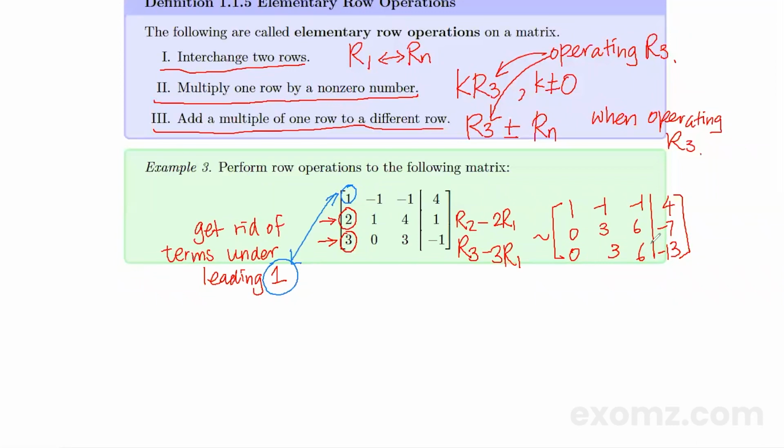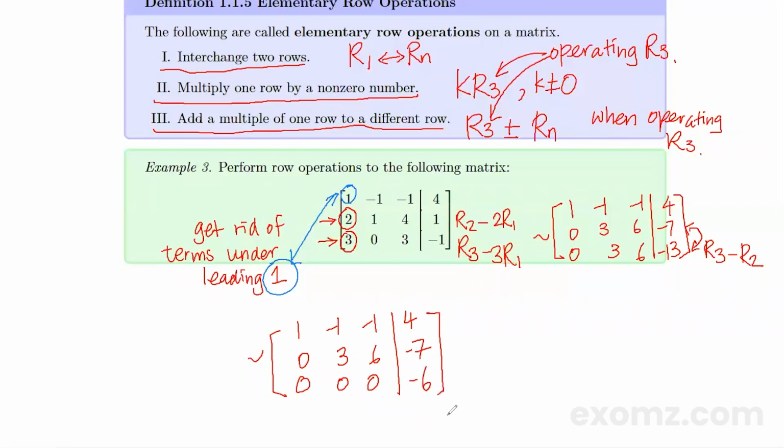Now take a look at row 2 and row 3 in our new matrix. They look very similar, right? Except for the -7 and -13. So what we can do here is make it simpler again by using row 3 minus row 2. The new matrix that we get will have the same row 2. However, for row 3, on the coefficient matrix side, it will be all zeros. And on the right-hand side, which is the constant term side, this will result in a -6.